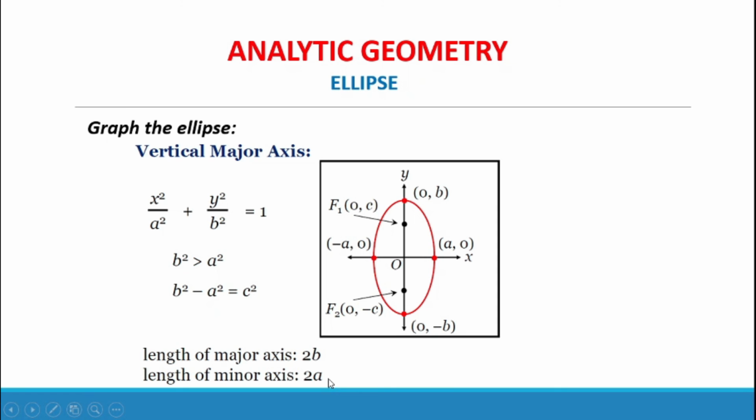And for the values for focus 1, that's 0 comma c, focus 2, that's 0 comma negative c, and the center is at 0, 0. And for the vertices, upward direction, that's 0 comma b, and for the lower direction, that's 0 comma negative b. And for the co-vertices at the left, that's negative a comma 0, and at the right, that's a comma 0.